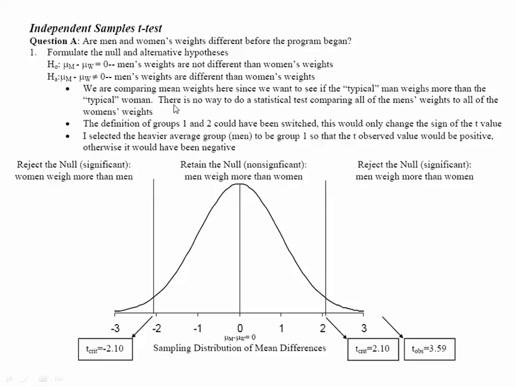So we're comparing the mean weights here since we want to know or see if the typical man weighs more than the typical woman. The definition of groups 1 and 2 could have been switched. It really wouldn't have mattered. It would have just changed the sign of the t-value. I'm going to select the heavier group, or the men, to be group 1, so that the t observed value would be positive. Now, just like before, we have a normal distribution.